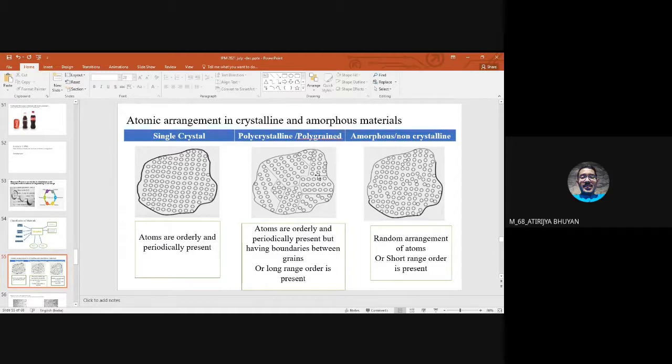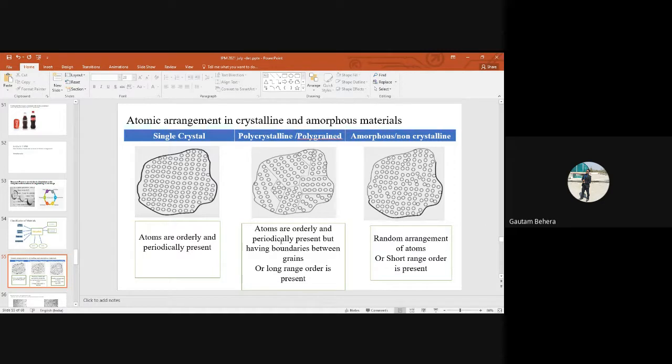Now you can see what an amorphous material or non-crystalline material is. You can see that here the atoms are neither periodic nor ordered; a disordered arrangement of atoms is present over here. So if the atoms in a material are completely disordered or not in a periodic arrangement, then it is an amorphous material or non-crystalline material. Fine. And they do not have any grain boundaries also, right? Obviously.